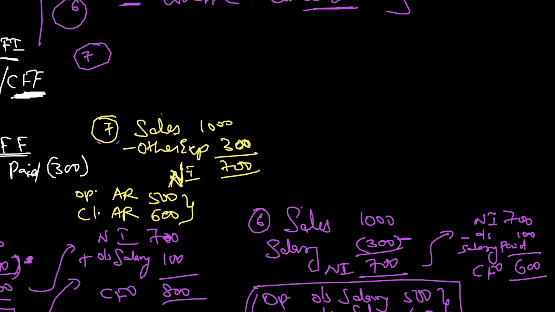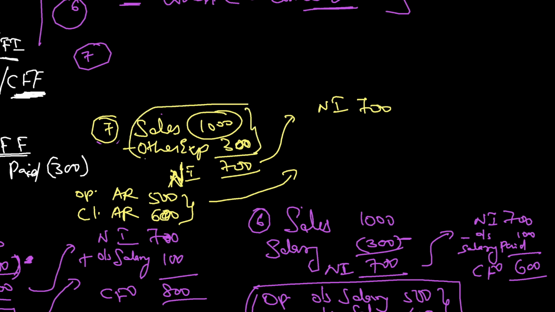500 is changing to 600. That means 100 more credit sales has happened. So from this 1000, 100 credit sales has happened. Because 100 credit sales has happened, that's why this 500 account receivable has become 600. So how I will give treatment of this one is, first of all, net income 700, and here I will think that all transactions are fine, but then when I come to this balance sheet, I will know that 100 credit sales has happened or account receivable has gone up.